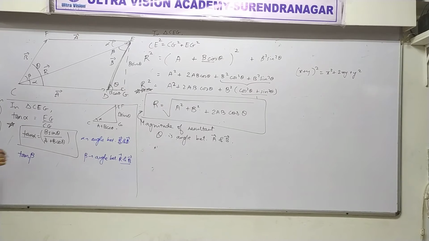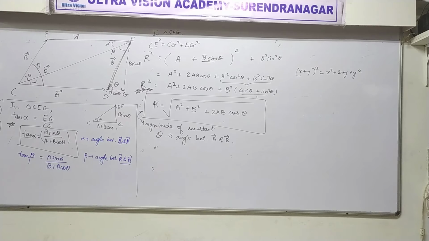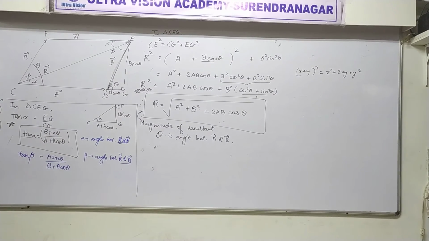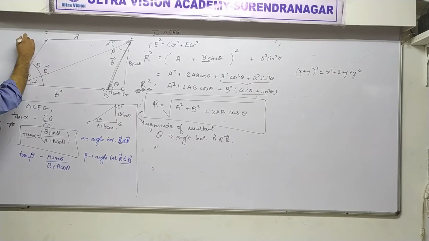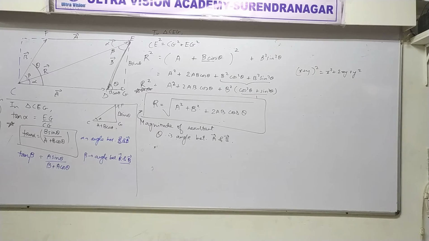So tan beta is A sin theta upon B plus A cos theta. Is that clear? Of course you can derive it, but for that you will need to draw a right angle triangle here. Then you will be able to do it. But there is really no need to do it separately. Just use the diagram instead of the derivation.